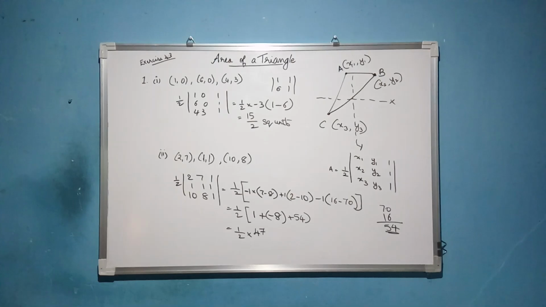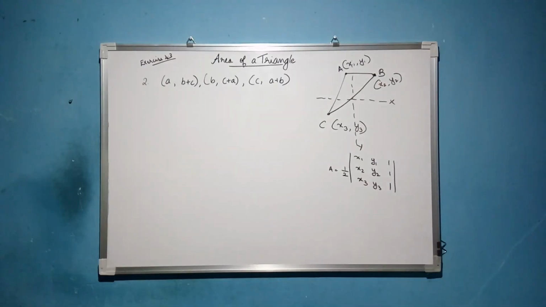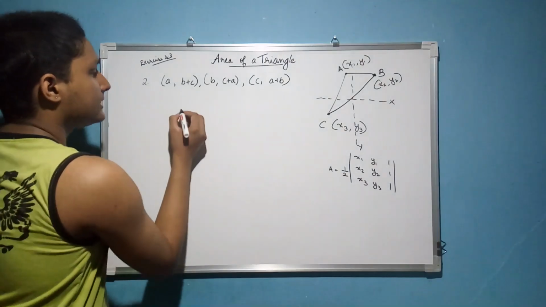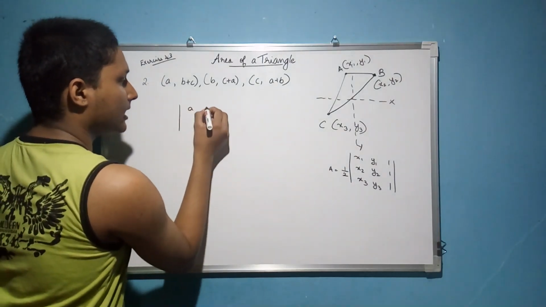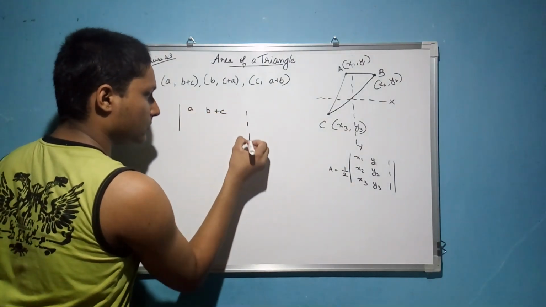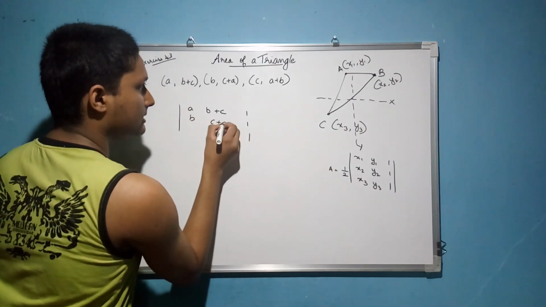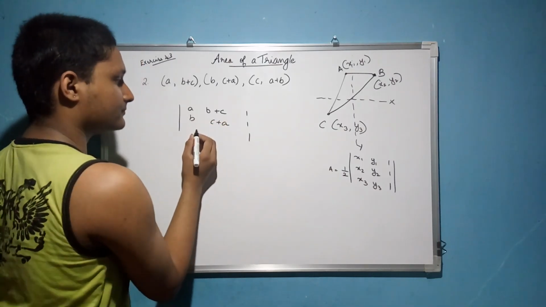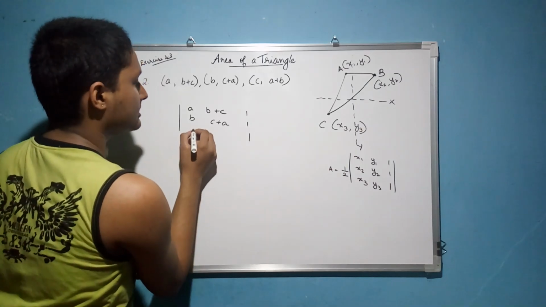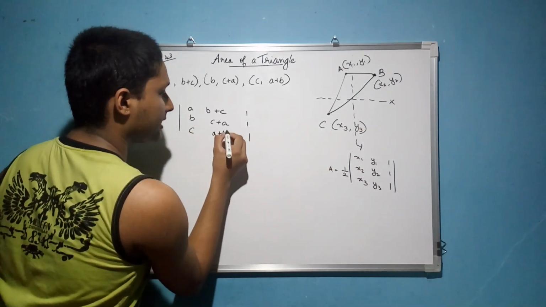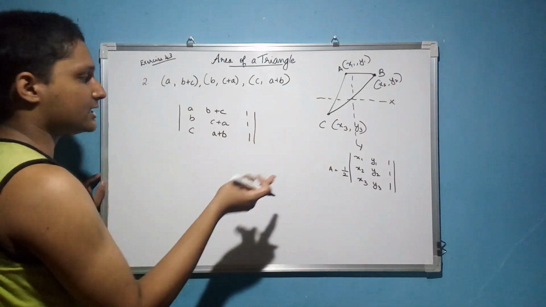Now we have the second question. The second question is about showing that the points are collinear. Since they are collinear, the area of the triangle formed by these 3 points is going to be equal to 0. That means the determinant is also going to be equal to 0. So I can write A, B plus C, 1; B, C plus A, 1; C, A plus B, 1. I need to prove that this determinant is equal to 0.